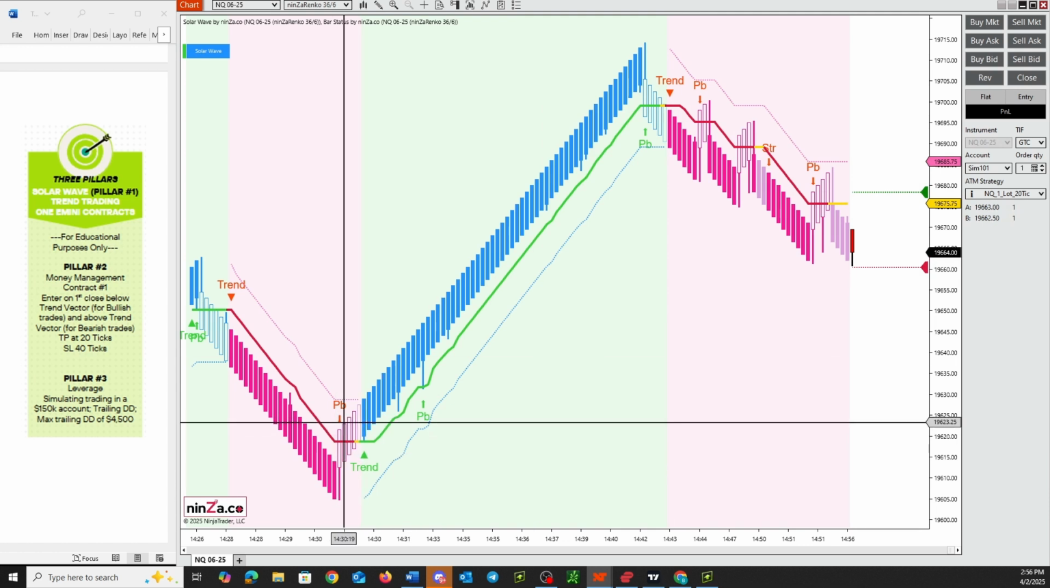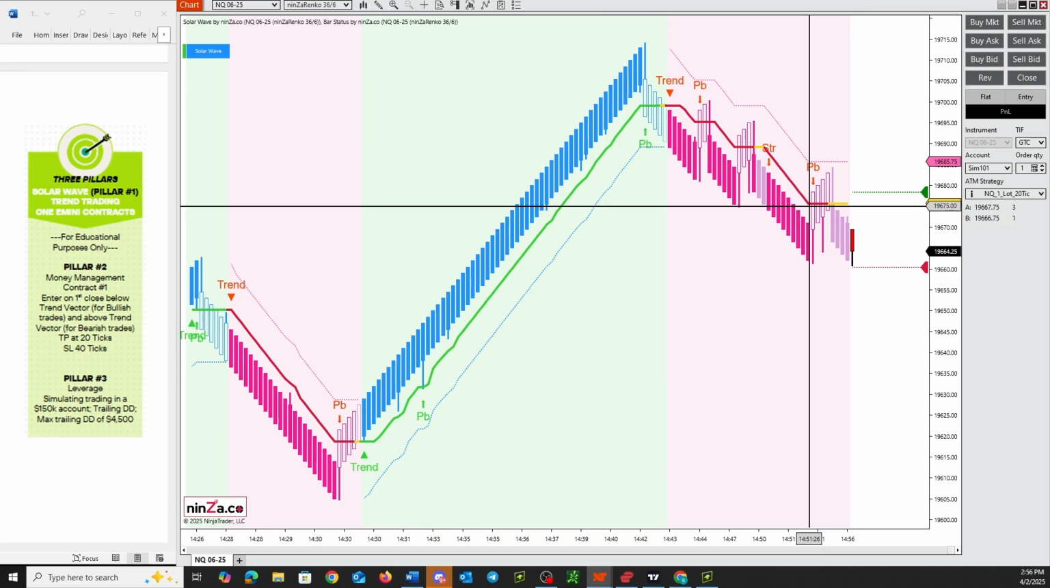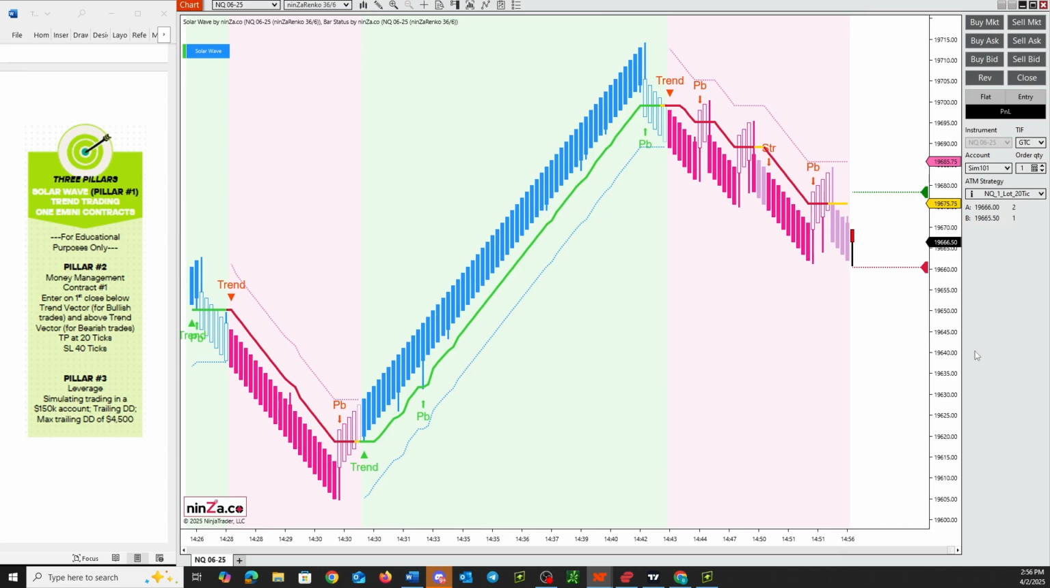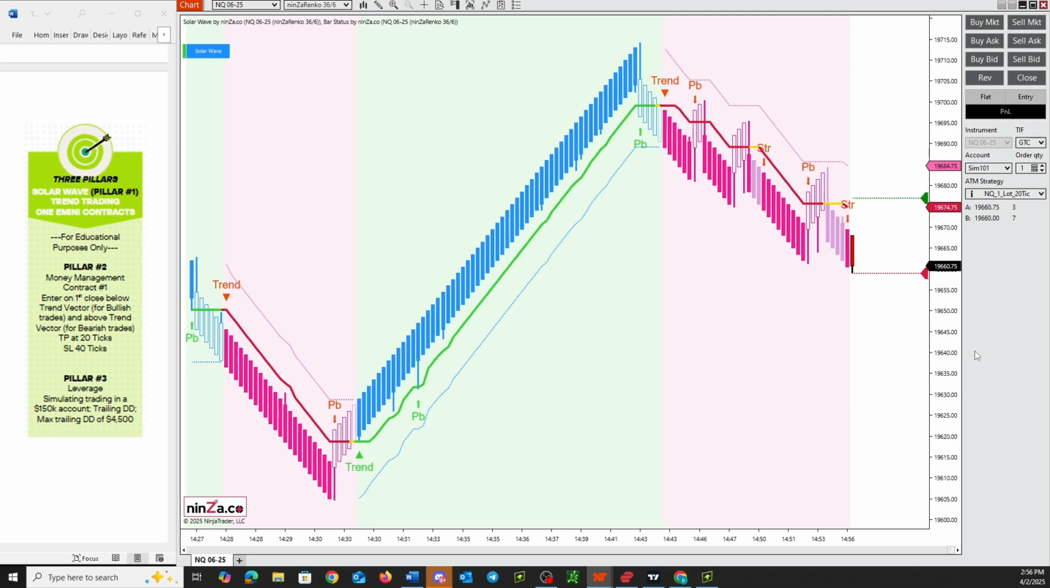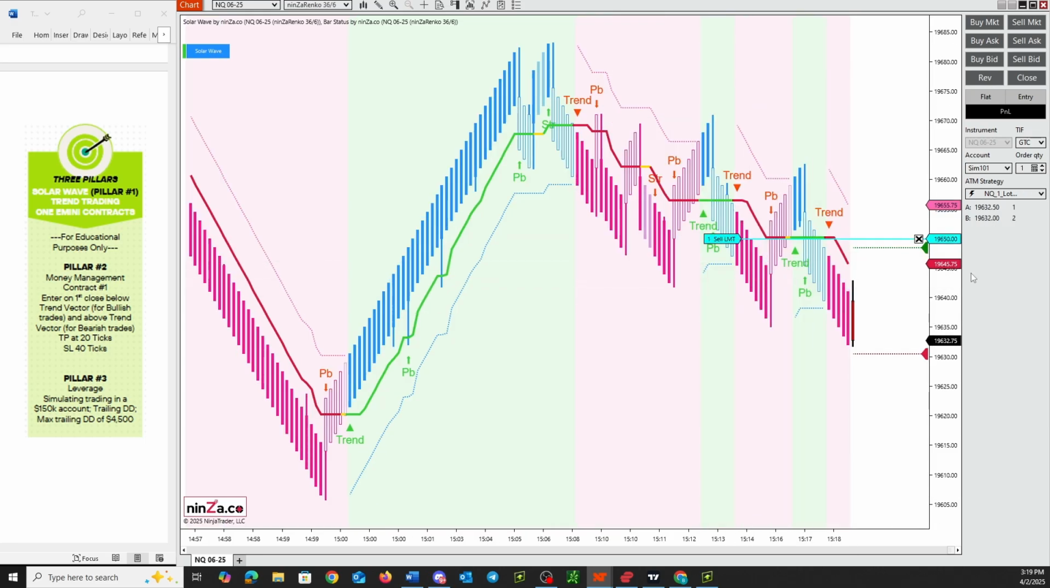Okay, we lost on this one. Three winners in a row here. So these profit targets, they're high probability. Depending on what it does, I don't think it really matters what. Limit order up there.